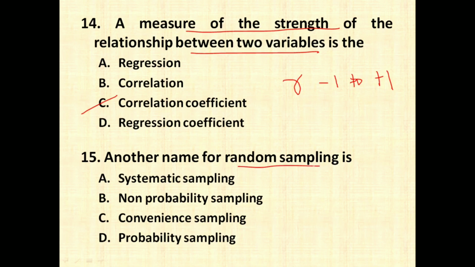Another name for random sampling is systematic sampling, non-probability based sampling, convenience sampling, probability sampling. So right answer is option number D, that is probability sampling, wherein all the units in a universe have an equal chance of being selected in the sample. So probability is same for everyone.